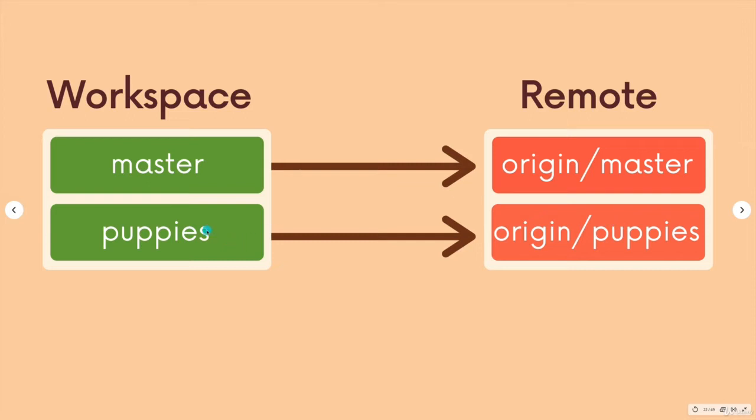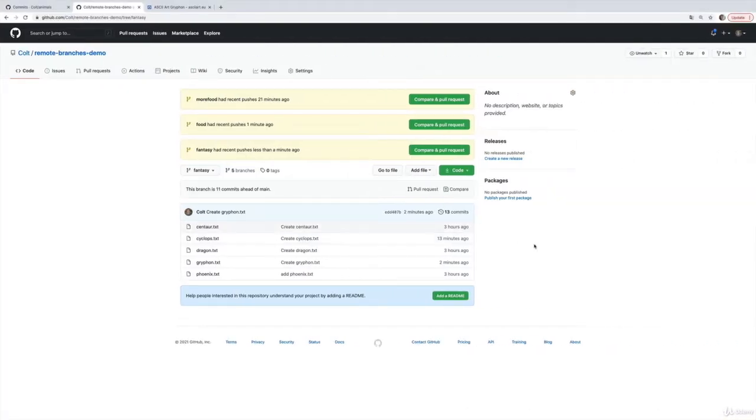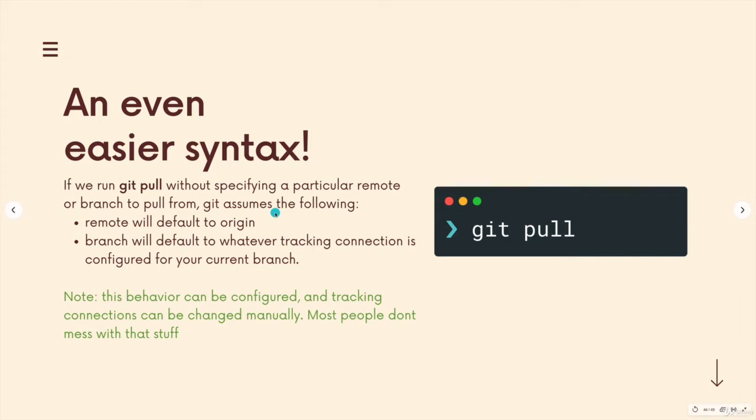So typically these are just the same name. Puppies, origin puppies. Food, origin food. Main, origin main. You absolutely can configure them differently. I could have my food branch, my local food branch, for whatever reason, track the movies branch on origin. You just normally wouldn't want that. You normally don't do that.